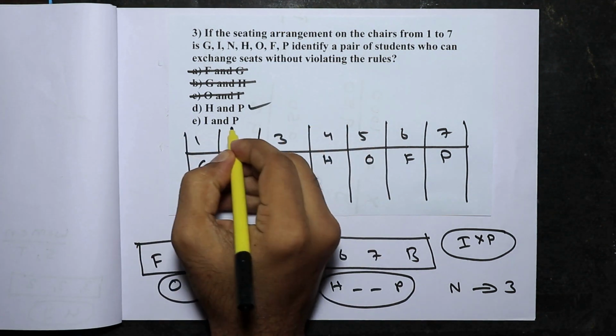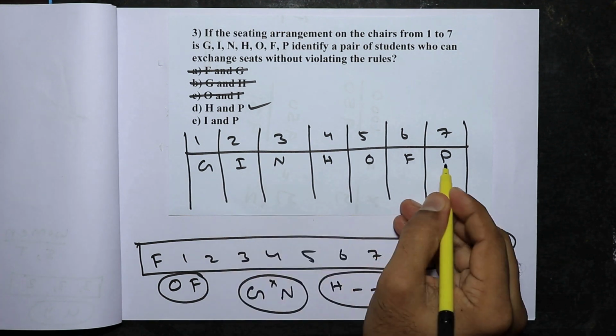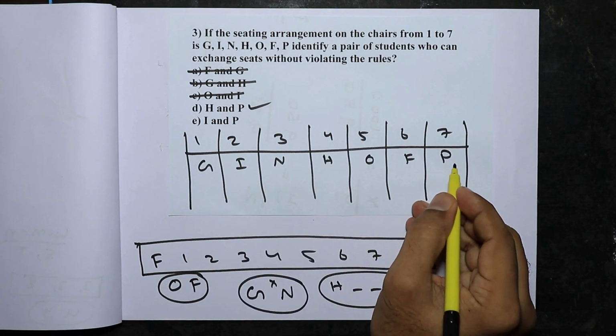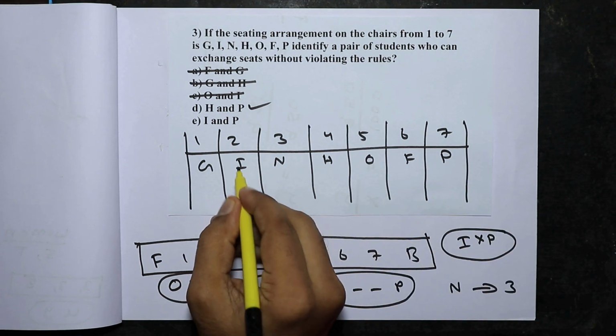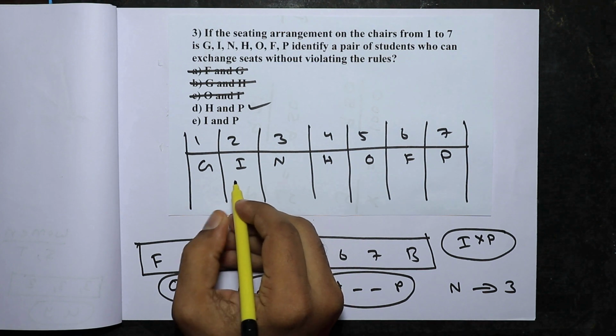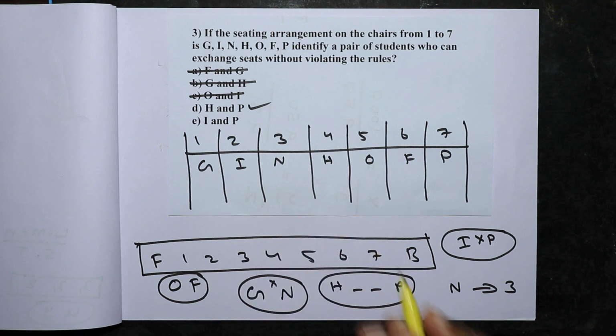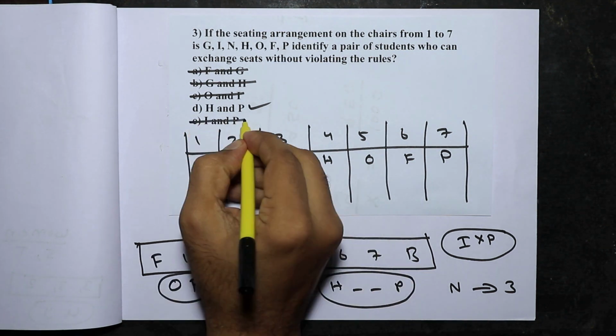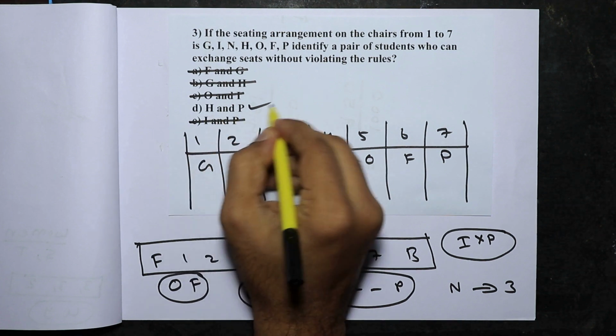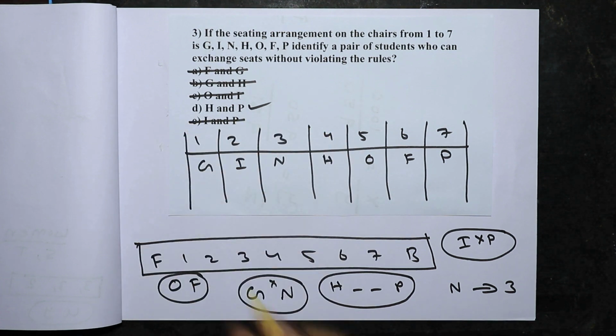Now let us look at option E. That is I and P. If I and P are interchanged, P will be here in the position occupied by I. And there will be only 1 chair between P and H. So this rule is violated. So it cannot be E either. So the only possible answer is H and P, option D.